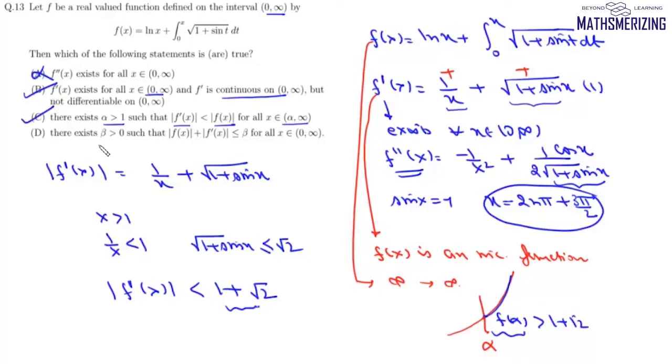Option D is there exists beta such that mod fx plus mod f dash x is less than or equal to beta for all x belongs to 0 to infinite. Now we have already seen that this mod fx is unbounded as it takes the value infinite, and if mod fx is unbounded then it cannot be less than or equal to some beta. So that means this option D is incorrect. So the correct options are option B and C.